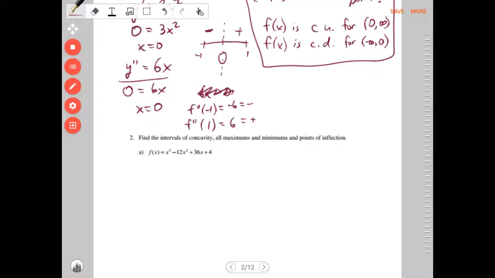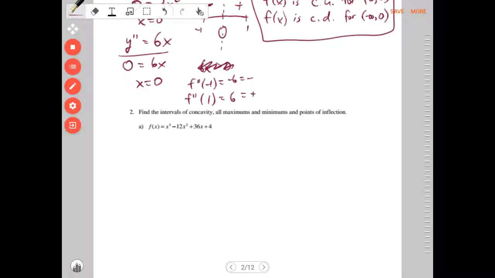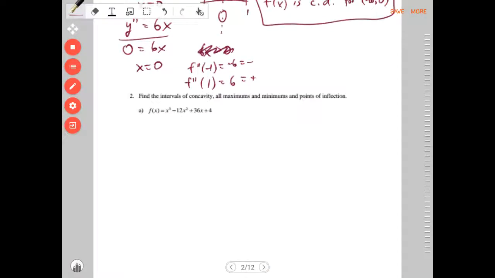Perfect. Okay, so find the intervals of concavity, all maximums and minimums, and points of inflection for this function here. Not a big deal. First things first, kind of like we always do, we figure out the first derivative. So f prime of x. We should be getting pretty good at this by now. So 3x squared minus 24x plus 36.